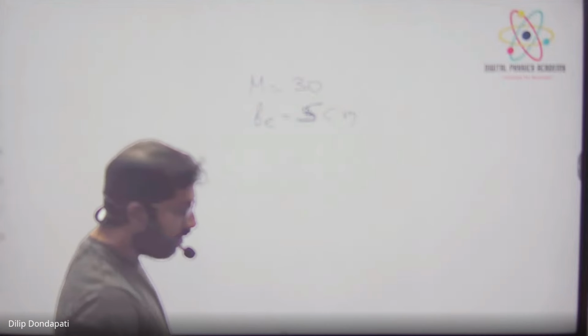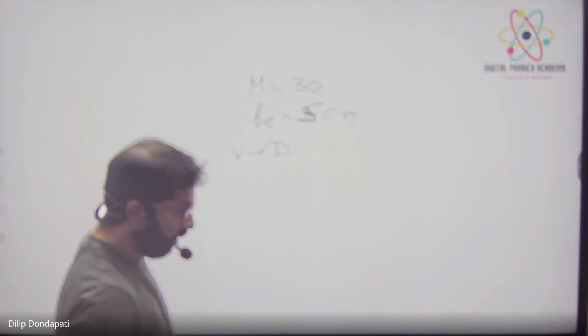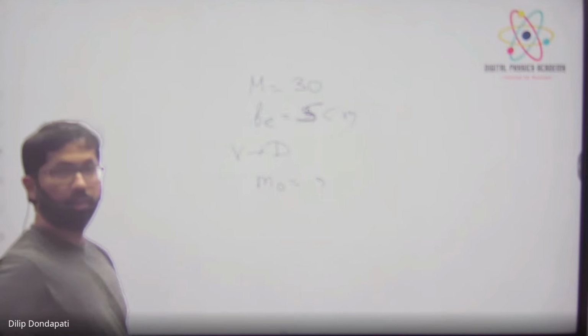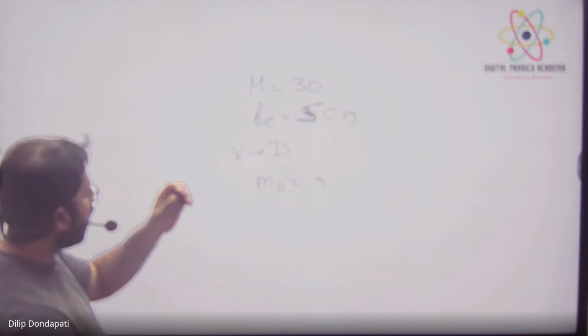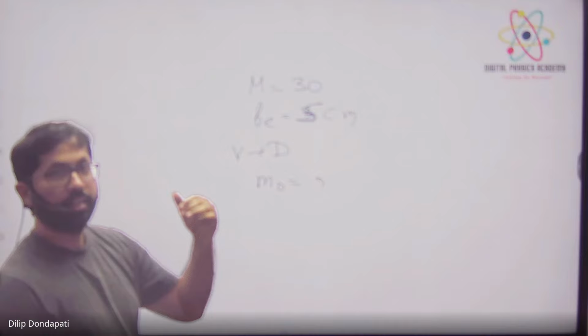The total magnification of a compound microscope is given as 30. He is telling us the final image is formed at capital D. He is asking for the magnification of the objective lens. Is this maximum magnification or minimum magnification? When the final image is formed at capital D, it is maximum magnification.